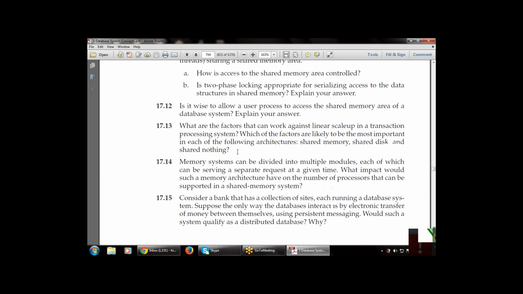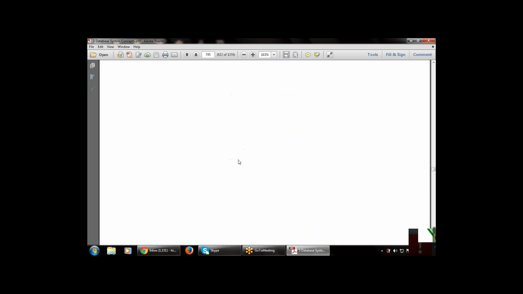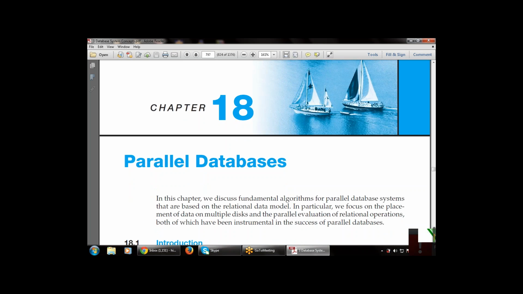Now let's start with today's session, today's topic, that is chapter number 18, the parallel databases. That is, what are parallel databases and how to use parallel databases.